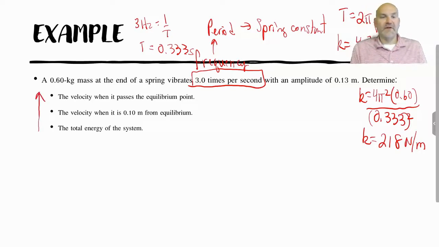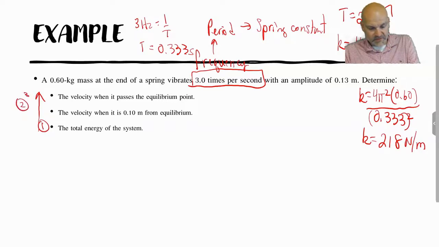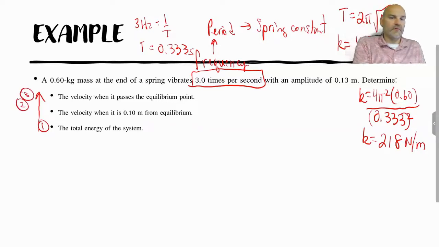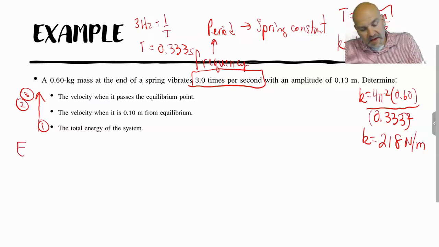So we're actually going to work this problem backwards, right? Because we have enough of the information now to find, in fact, we're going to find this one first, and then you can pick your own adventure. Which one do you want to do first? Do you want to do when it's 0.10 meters from equilibrium, or do you want to do when it's at the equilibrium point, right? Whichever one you want to do.